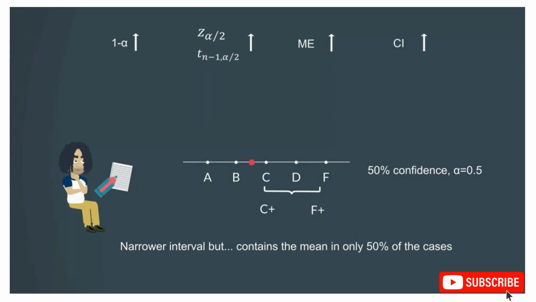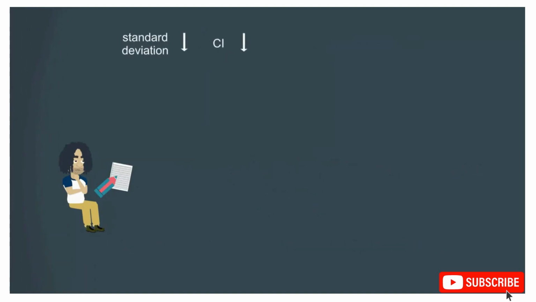Therefore, if the standard deviation and the sample size are kept constant, a lower confidence level will result in a narrower interval. What about the standard deviation? That's easy. A lower standard deviation means that the dataset is more concentrated around the mean, so we have a better chance to get it right.